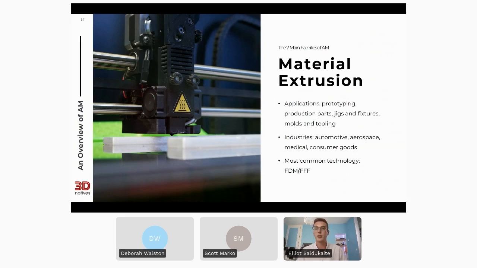I'm pretty sure you're already familiar with this one because this is the one where you will find filament 3D printers, so FDM or FFF. This one is used a lot for prototyping, but also production parts, jigs, fixtures, molds, and tooling. It's used in industries like automotive, aerospace, medical, and consumer goods.